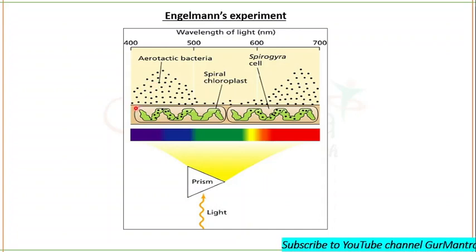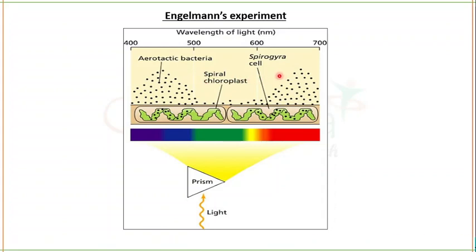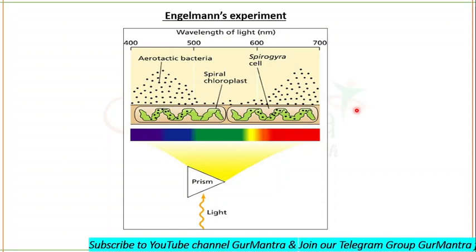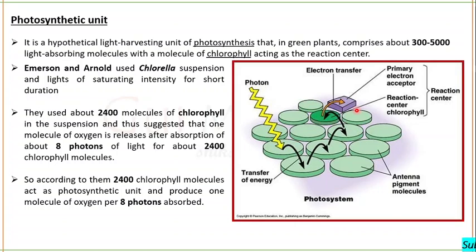That's why in the blue and red regions there was a higher concentration of aerobic bacteria, and he concluded that photosynthesis is maximum in the blue and red regions. And now you are going to tell me whether it is more in the blue region or in the red region. This is a question for you now. Fine. Okay. So let's talk about the photosynthetic unit.